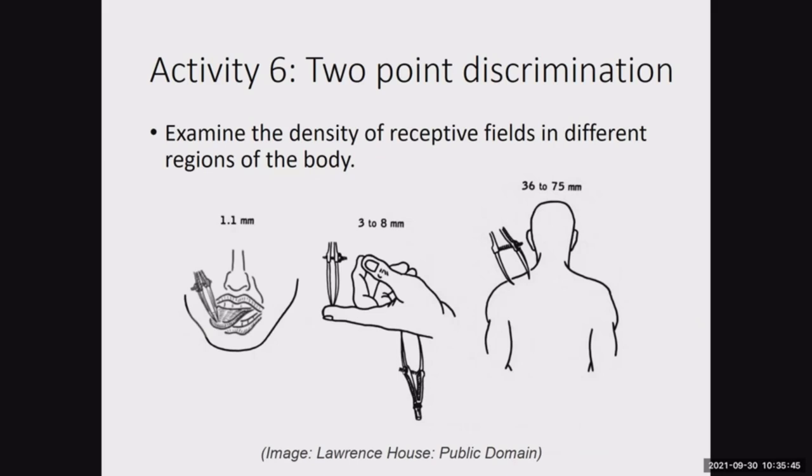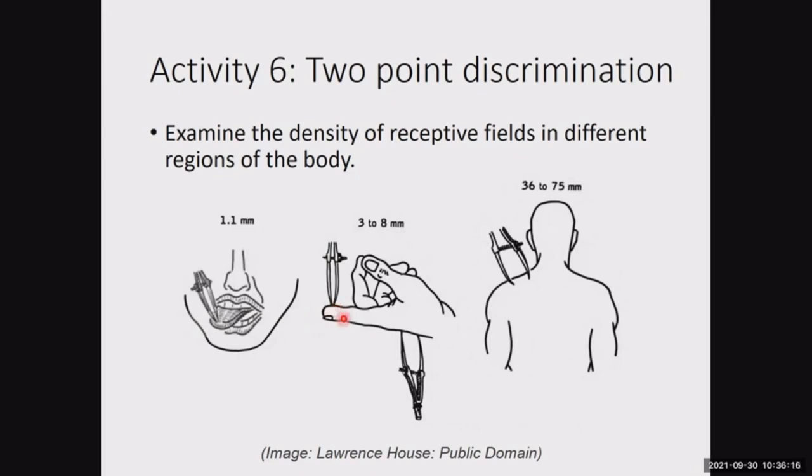The sixth activity is the 2-point discrimination. So, don't do it on your tongue, but we're going to have calipers, which will allow you to adjust the distance between the 2 points. If you don't have a caliper available, you can bend a paper clip and have it at different distances and measure the density of receptive fields, basically the size of the receptive field and the location of the receptive fields.